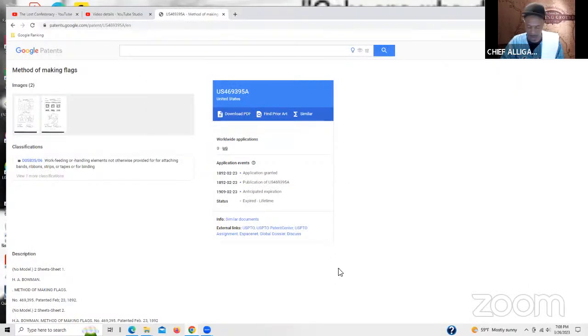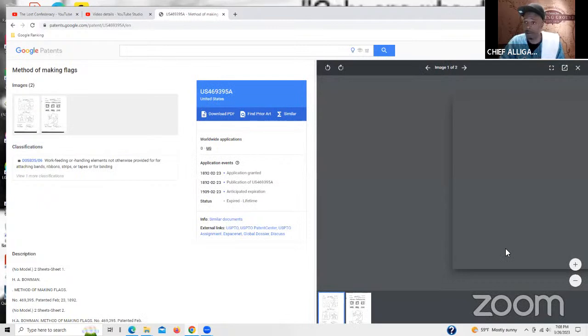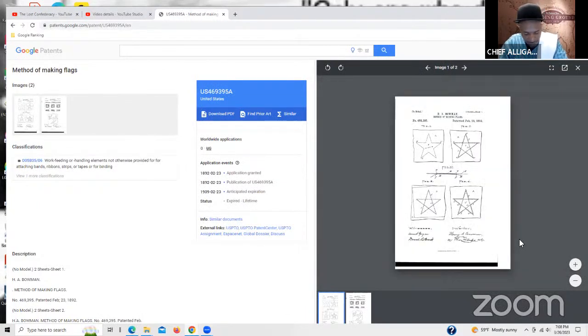All right. Today's inventor is going to be Henry A. Bowman. He invented the method of making flags. His federal patent number is 469395, February 23rd, 1892. He's from Worcester, Massachusetts.